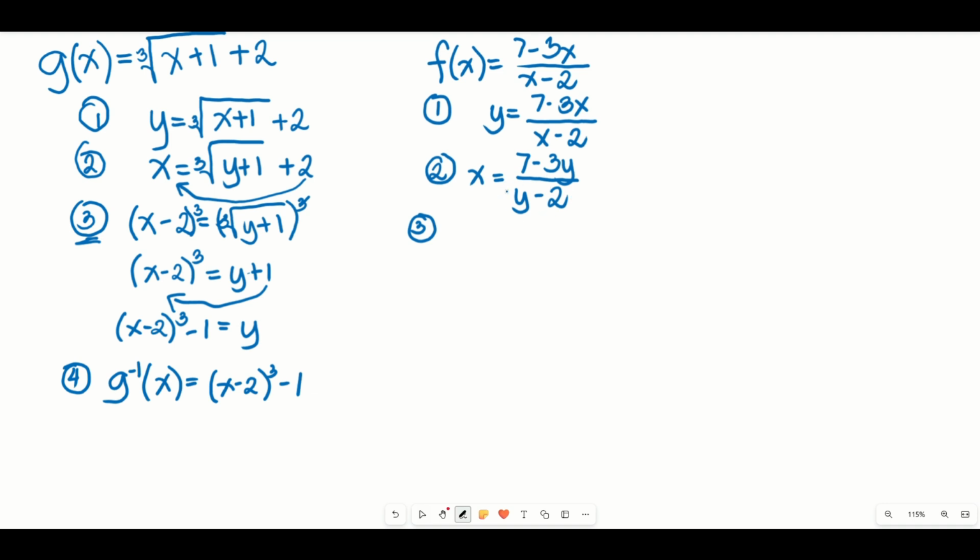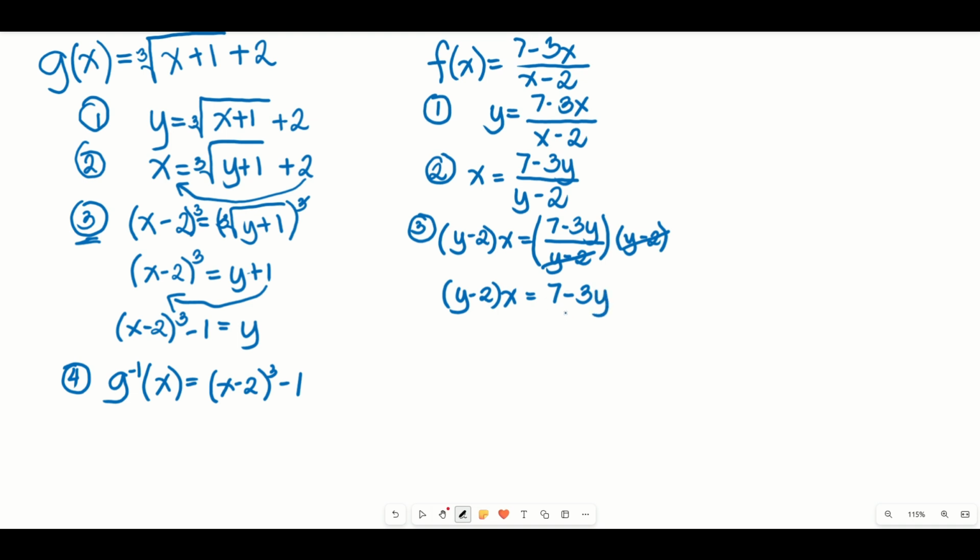And to eliminate the denominator, what I can do is I can multiply both sides of the equation with y minus 2. So I will be having y minus 2 times x is equal to 7 minus 3y over y minus 2 times y minus 2. And since meron akong y minus 2 dito na nakamultiply and I have y minus 2 in the denominator, I can cancel this. And I will be left with y minus 2 times x is equal to 7 minus 3y.